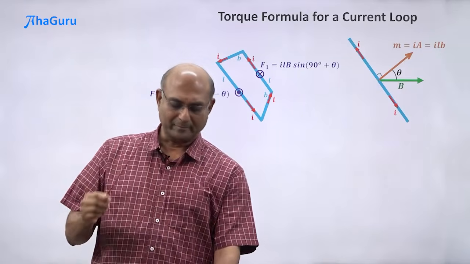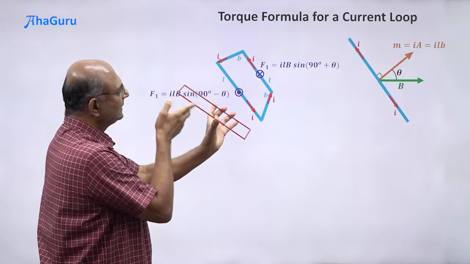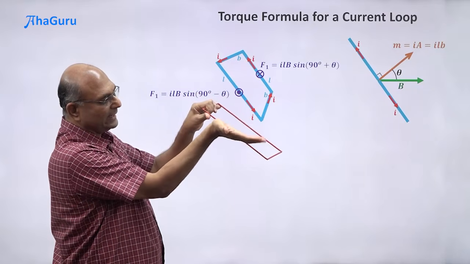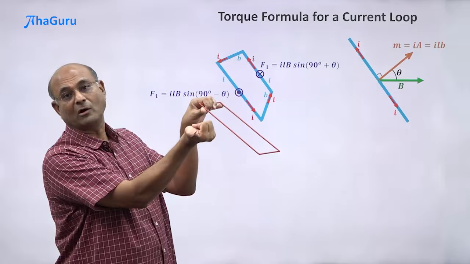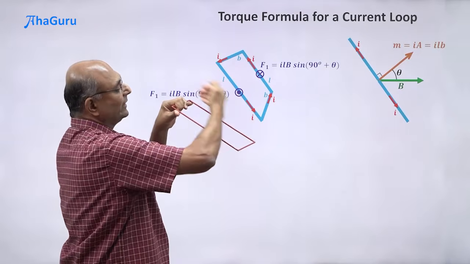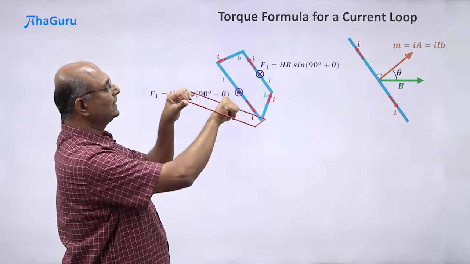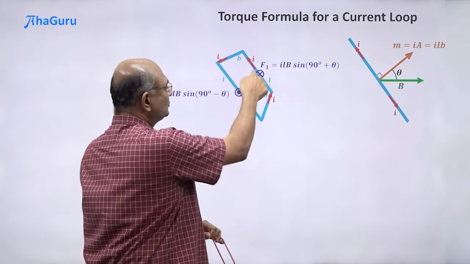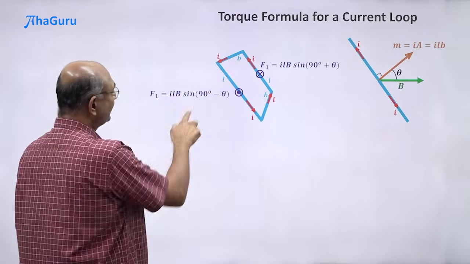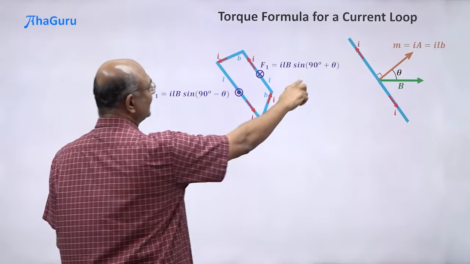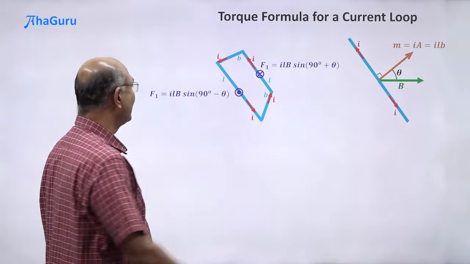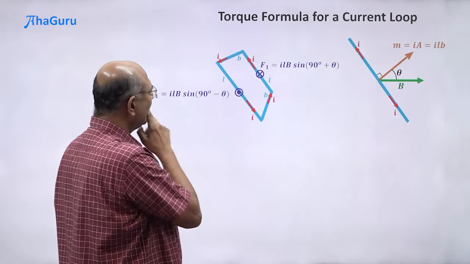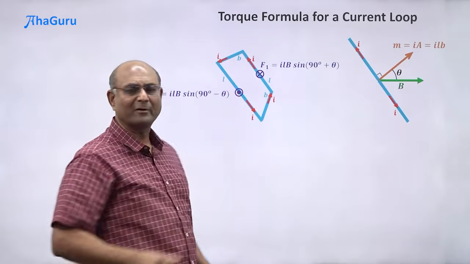Let me show that again here, okay? So you can see that the current is actually going to flow like this. B is that way. So IL cross B is coming out of the board. Whereas there the current is going that way. So IL cross B, the force is going into the board. Now if you look at these two forces, they are both equal in magnitude. Sine of 90 minus theta is cos theta. Sine of 90 plus theta is also cos theta. So both are the same magnitude, F1 and F1. That's why I used F1. And they are opposite in direction. That is going into the board, this is coming out of the board.